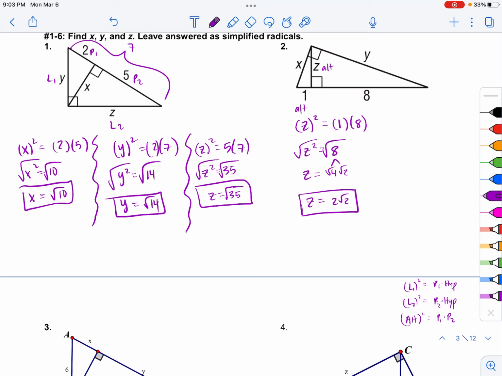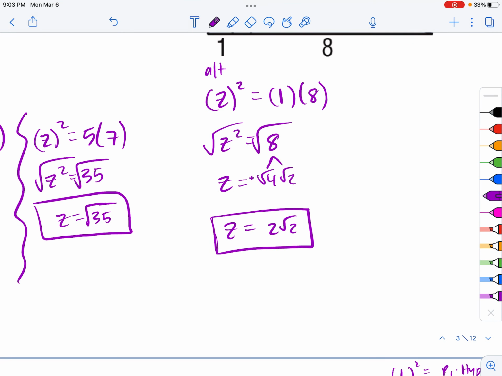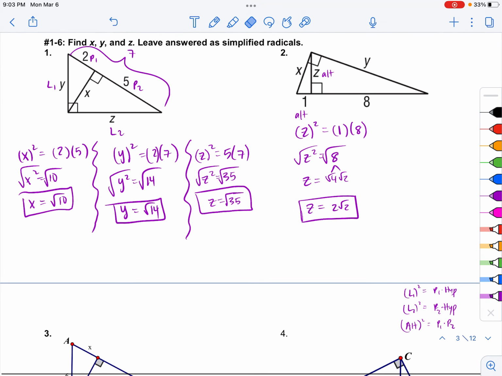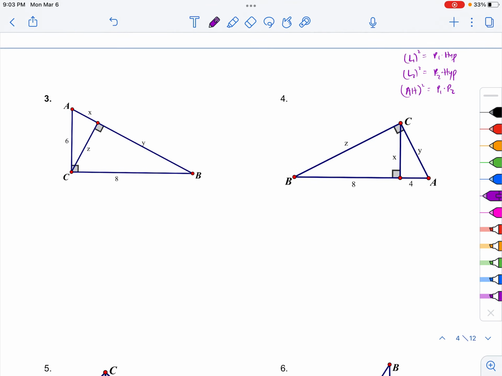Now, remember, we would technically have plus or minus in front of this, but we don't take negative lengths in geometry, so we kind of just wash that away. So, the altitude is equal to 2 root 2 in this particular sense.